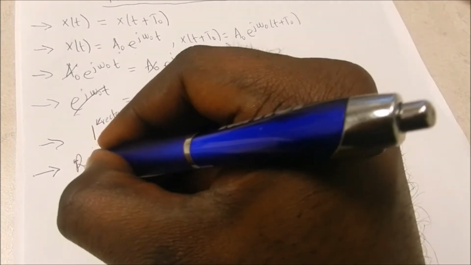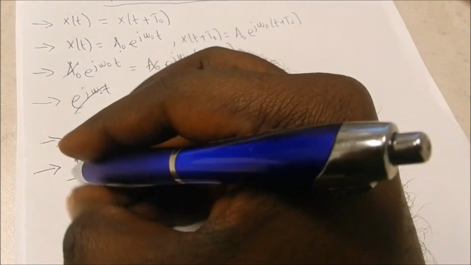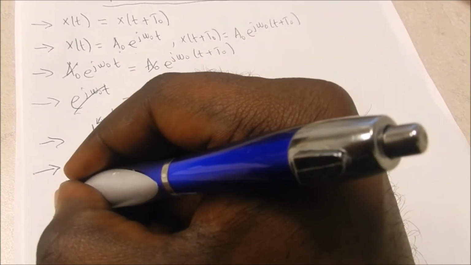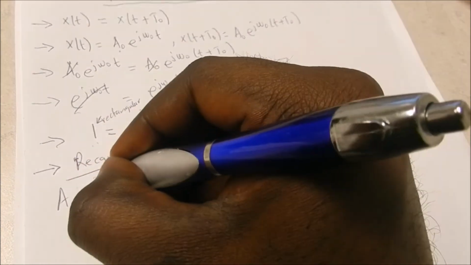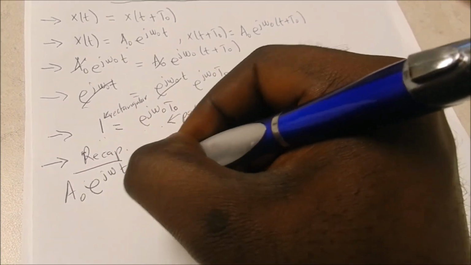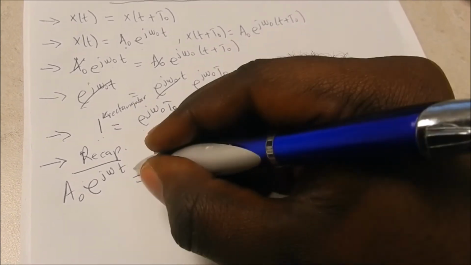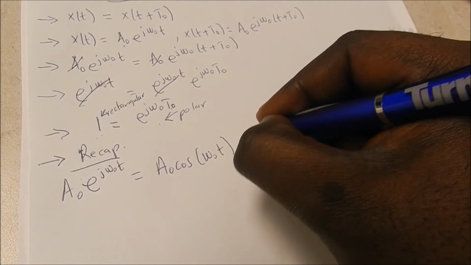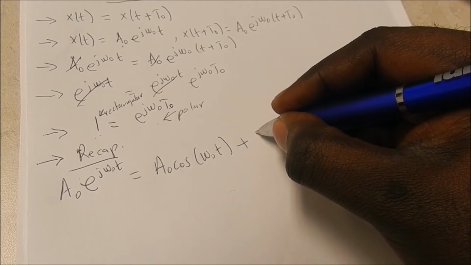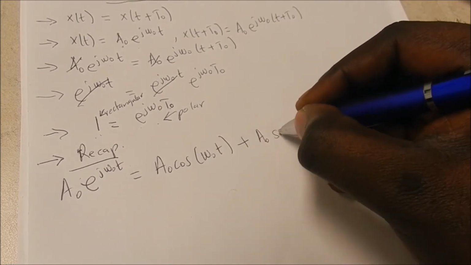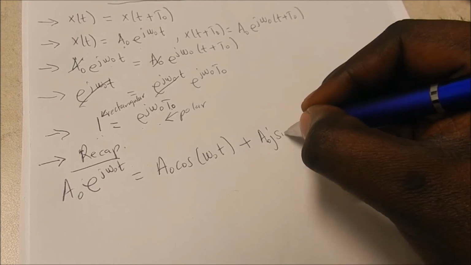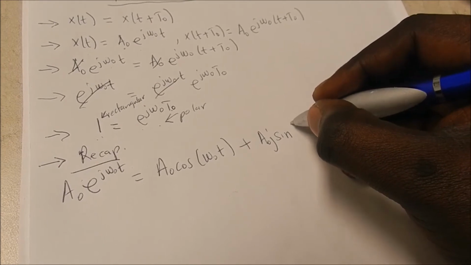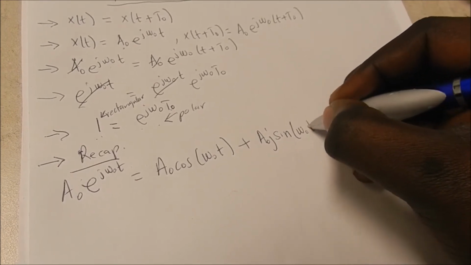Just for a recap, we know that in polar form, a naught e to the j omega naught t is equal to a naught cosine of omega naught t plus a naught j sine of omega naught t, where j is the square root of negative 1.